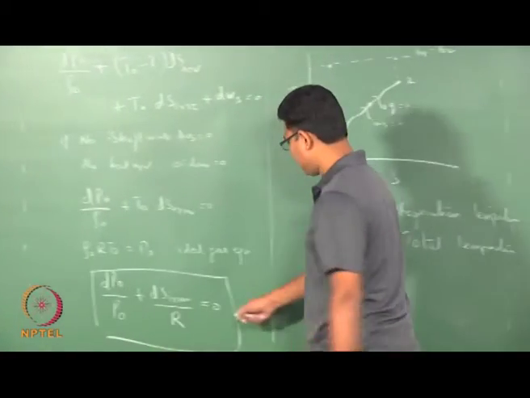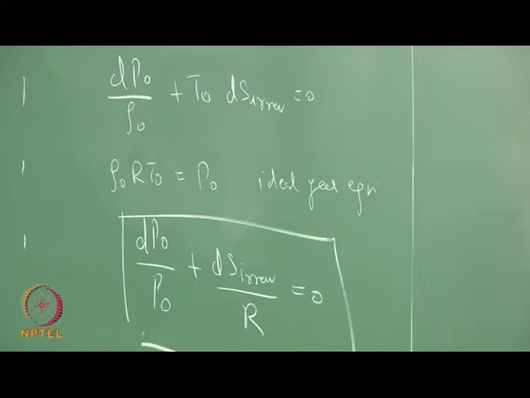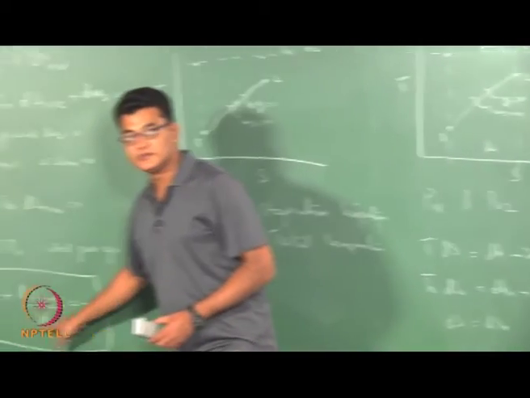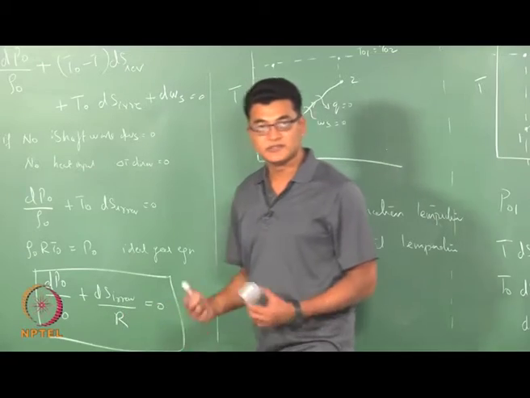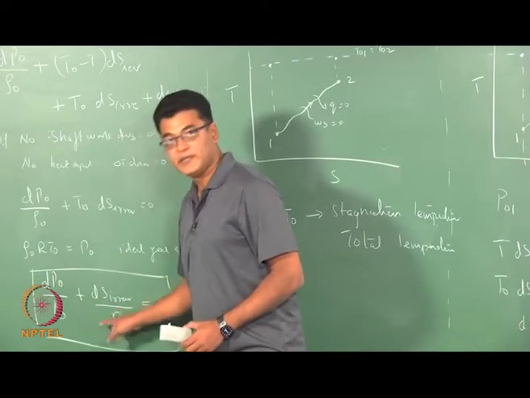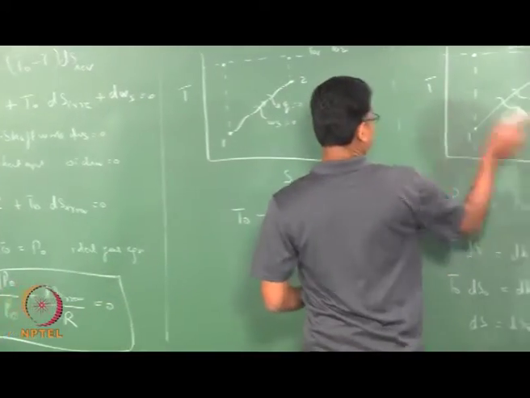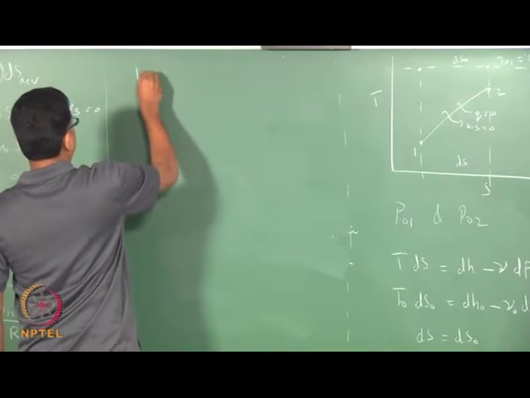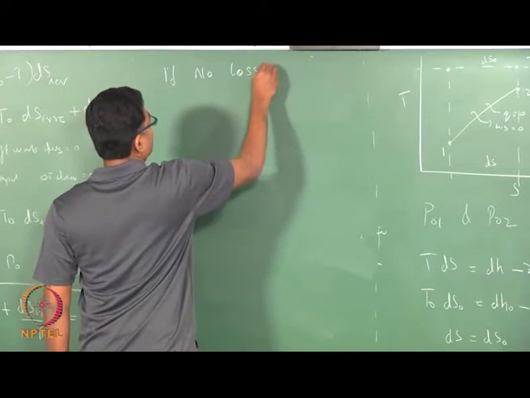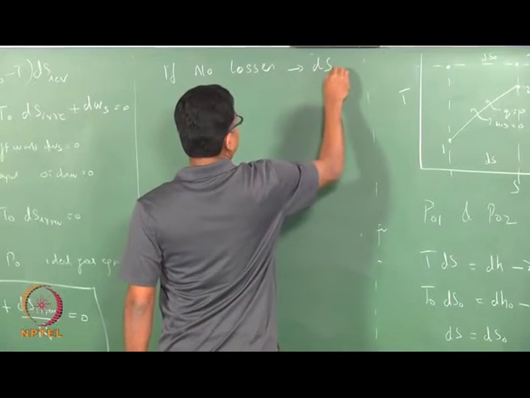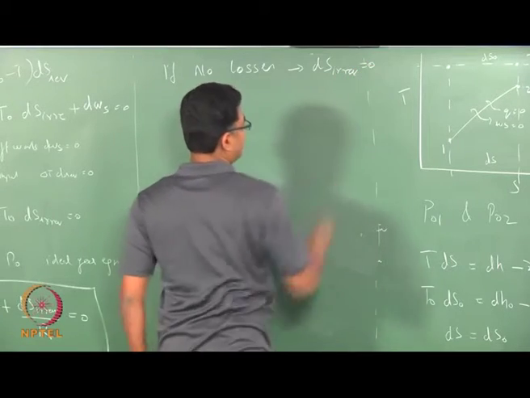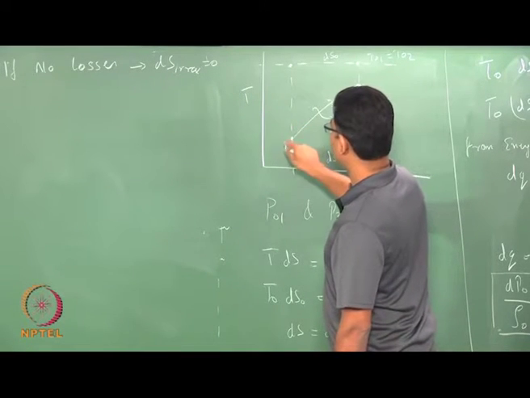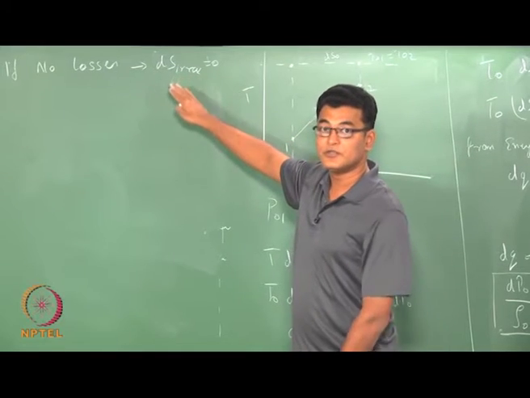So, how do I represent this equation graphically? Between two processes, if there are no losses, your irreversible term is your losses. So, if there are no losses, dp0 is going to be 0. Between these two processes, the irreversible ds is 0, which means in the picture here, from process 1 to 2, if there are no losses, there is no entropy change.